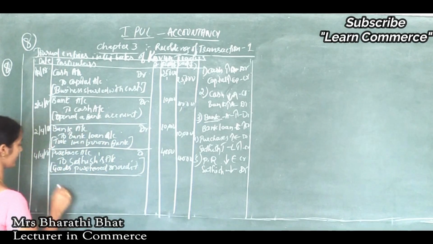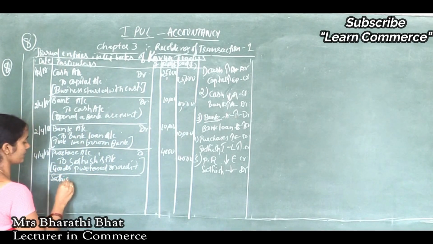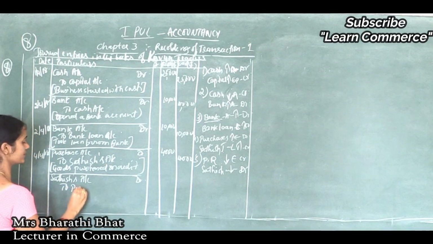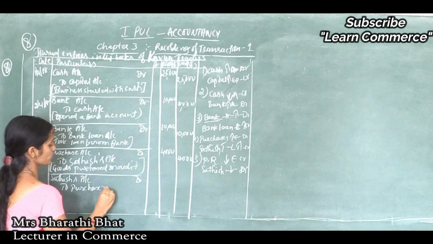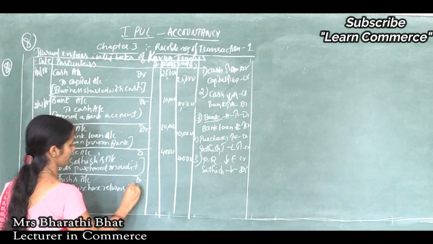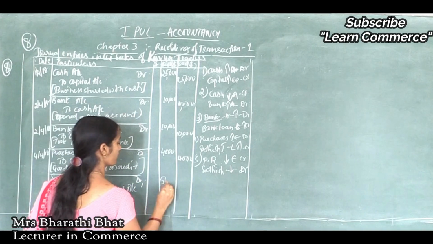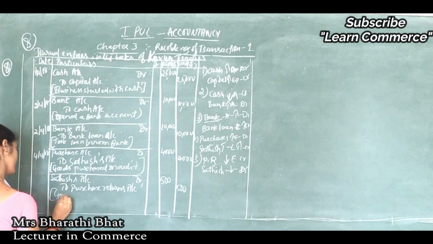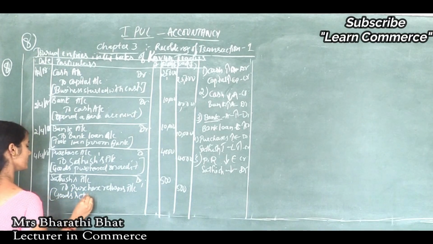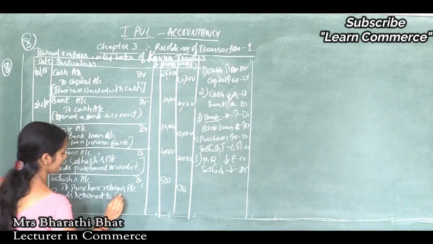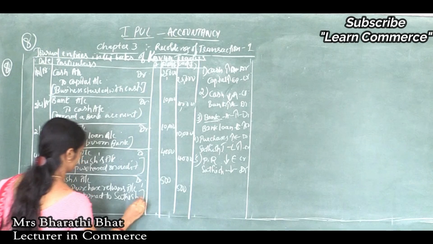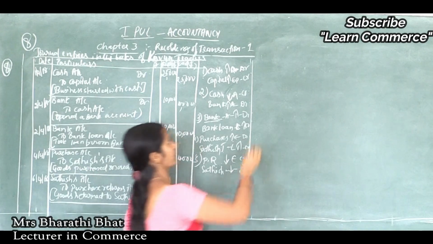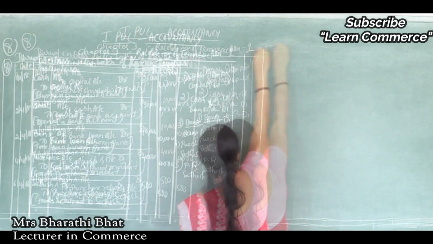So how we can write the entry here? Satish account debited to purchase returns account. Purchase returns account. How much? Value 500. Narration: goods returned to Satish. 6/4/18. Here is the continuation of the same illustration.